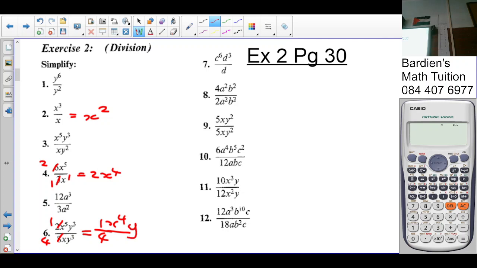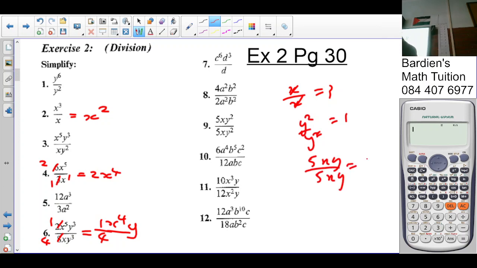What did we say yesterday in the last lesson? x over x gives you 1. y squared over y squared will give you 1. 5xy over 5xy gave you 1. 5xy squared over 5xy squared gave you 1. So y cubed over y cubed is going to give you 1. So the y's are gone.